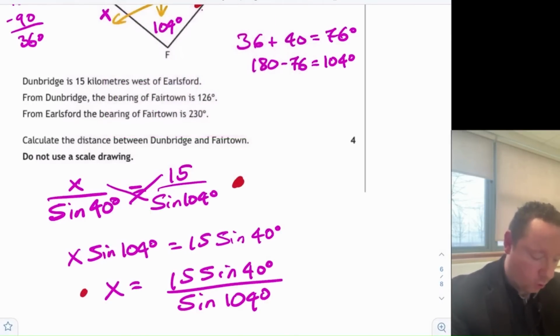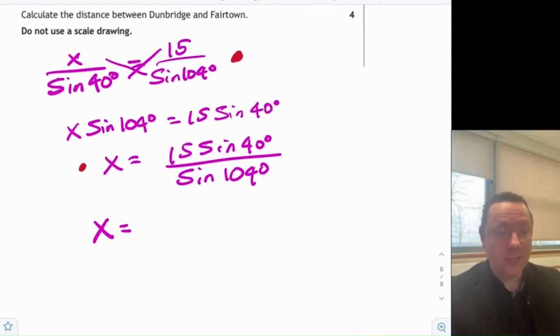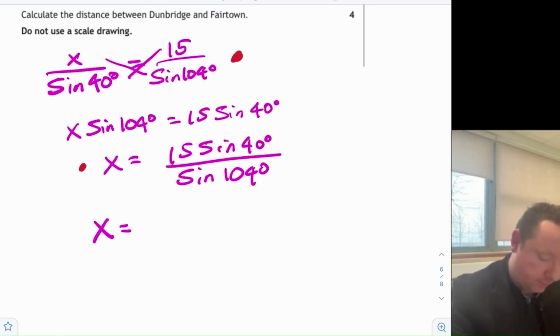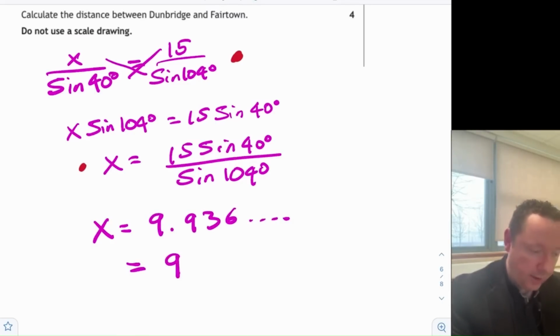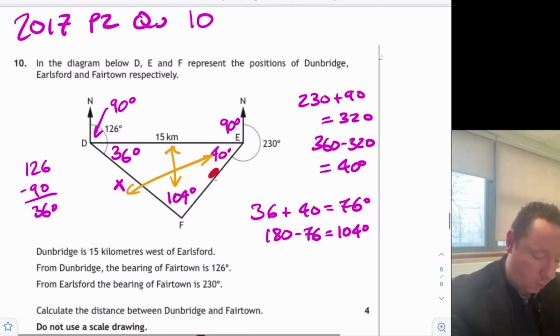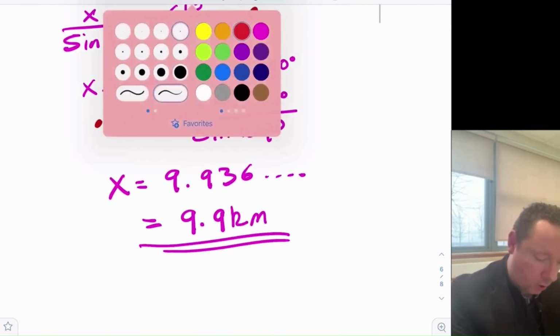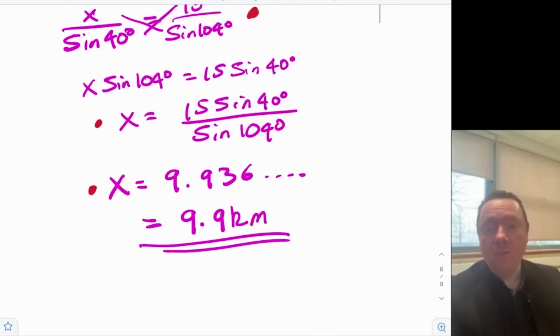And then our final mark, of course, just for working that out in a calculator, 15 times sine 40, then divided by sine 104, you get an answer of 9.936. Or if you're rounding, 9.9 would be fine. And the units are still kilometres. Try not to forget your units. In National 5, there's one question where they will mark the units. They won't take marks off for forgetting the units in all questions, but there's one question you can never tell which one it's going to be, so just make sure you do your units.